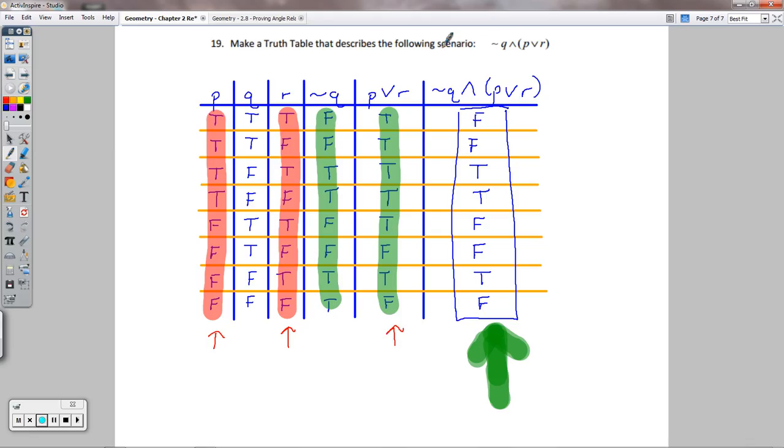So that's the truth table that describes this situation. Given any statements P, Q, and R, these are all the possible combinations that you could have for those, yielding not Q and P or R in the end.